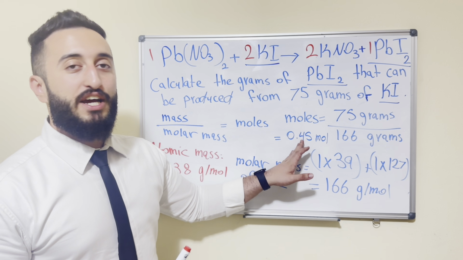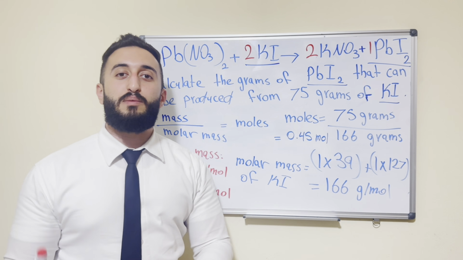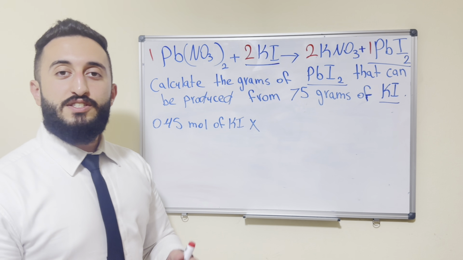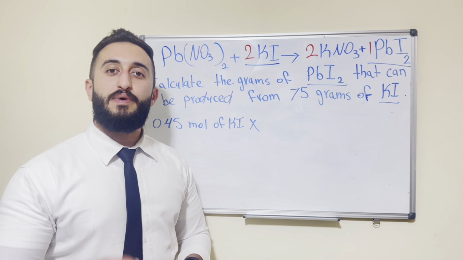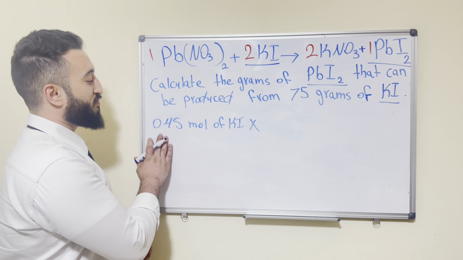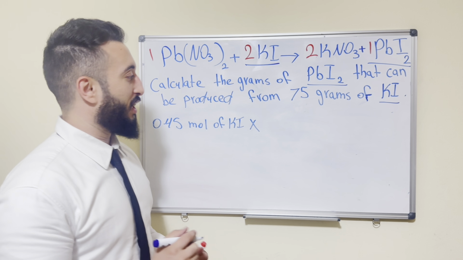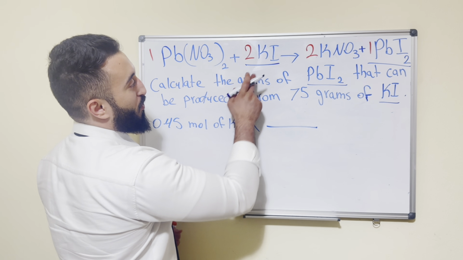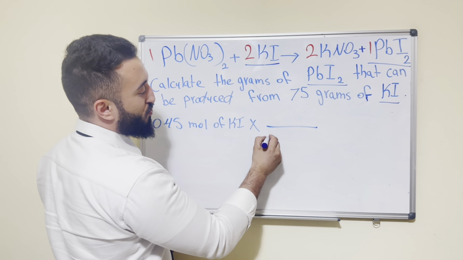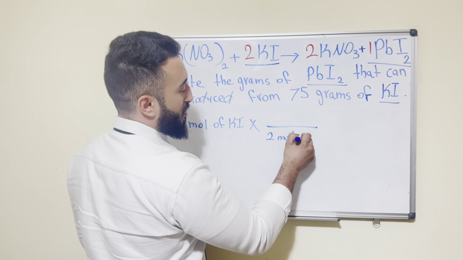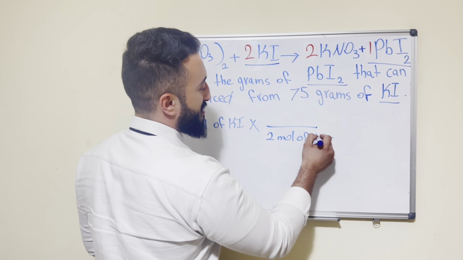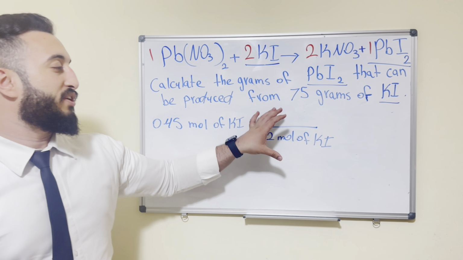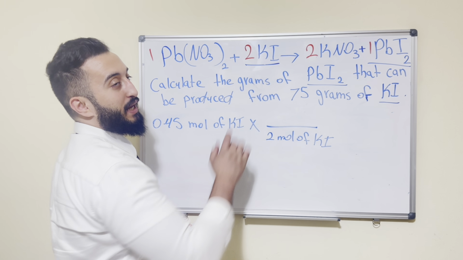So now we have the actual moles of KI. We can do the moles relationship to find the moles of what? Of lead iodide. So let's do the mole fraction, the mole relationship. Let's type it together. 0.45 moles of potassium iodide times the moles relationship. What are the moles of KI? It has only 2 moles of potassium iodide. This is from the balanced equation.